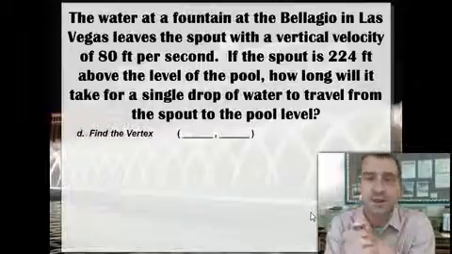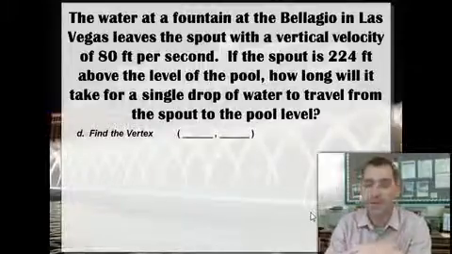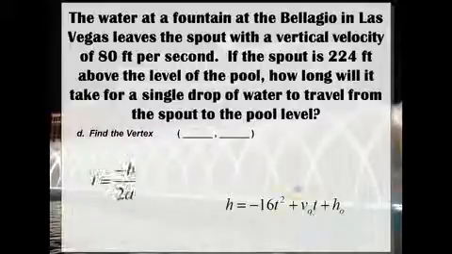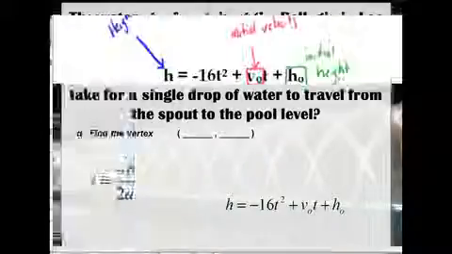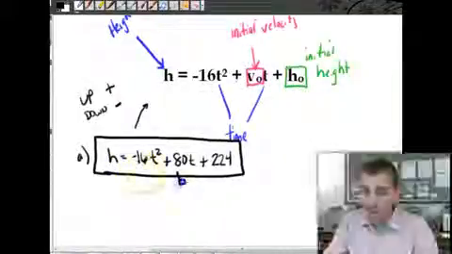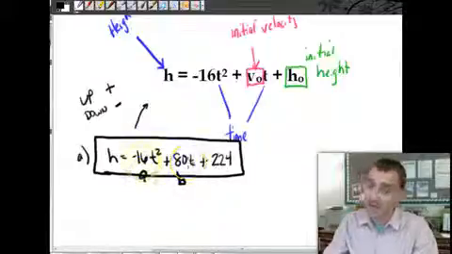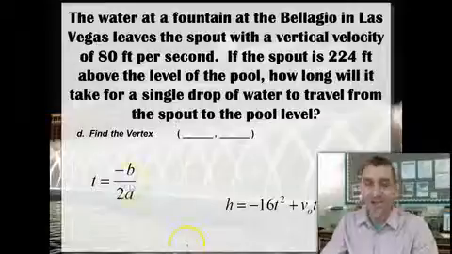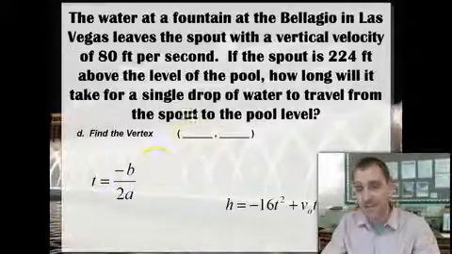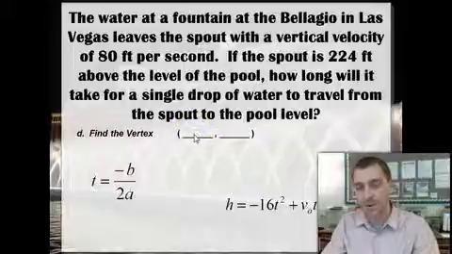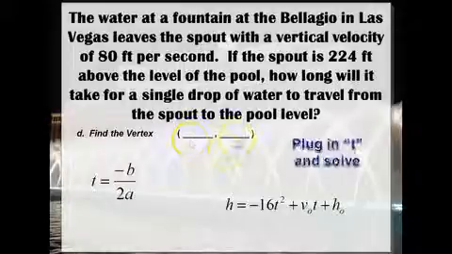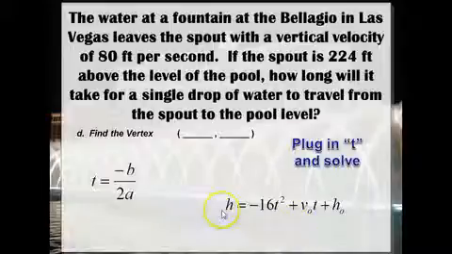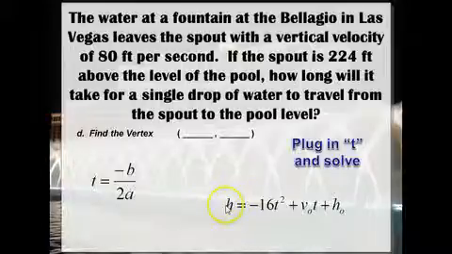Great. How do I find letter D, the vertex? Oh yeah, we've done this before. I have to use this equation and my negative b over 2a. There's the b, there's the a, so negative b over 2a will give me the t value, the x-coordinate, for my vertex. Then I have to plug that back into the overall equation, and that'll give me my y, aka the h value. So that's how you find the vertex of this parabola.